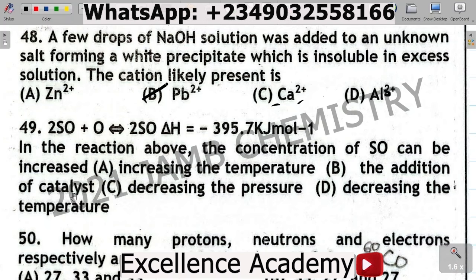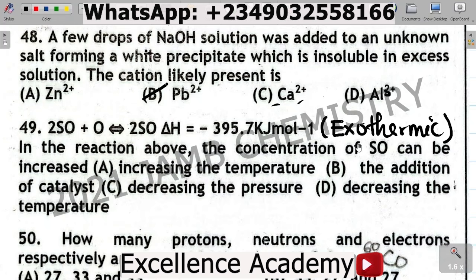So which of these is the correct answer? Now, the first thing you want to note for this reaction is that this particular reaction is exothermic. All right, it's an exothermic reaction. Now, how do I know that this reaction is exothermic? It's simple, because the change in heat energy is negative. So whenever your change in heat energy is negative, you have an exothermic reaction.